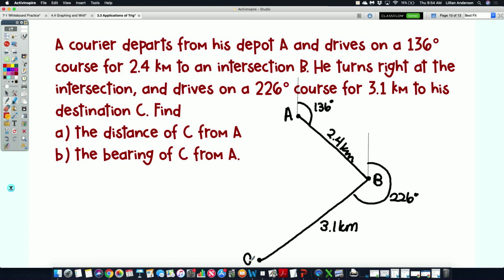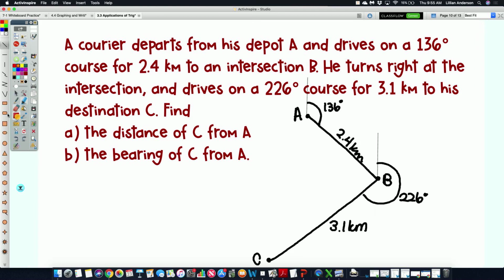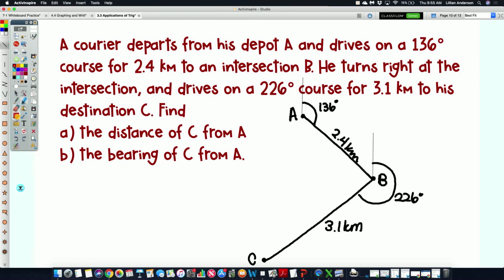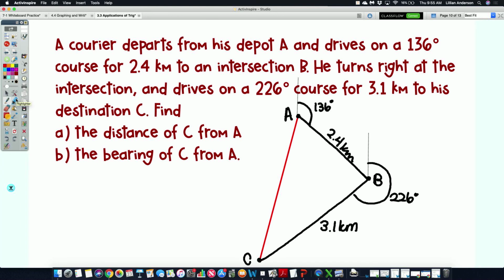Questions so far? Now, the question is asking us to find the distance between A and C. So we're going to be looking for this red segment right here. This creates a triangle. Inside the triangle, we don't have any angles yet. But we can actually figure out what angle ABC is, and it uses an old geometry concept.